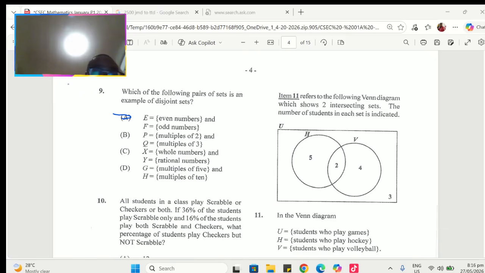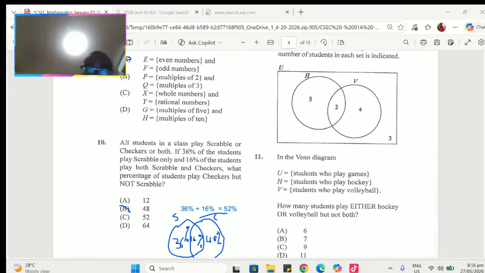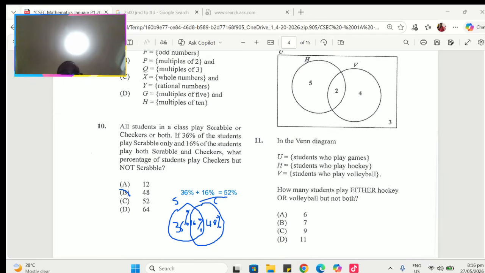So it has 5 in H only, 2 in both H and V, and 4 in V only, right? You see in the Venn diagram, U is students who play games. H is, you know, people who play games, right? So 3 of them are not in any set. H is students who play hockey. So that is 5 here. V is students who play volleyball. How many students play neither? How many students play either hockey or volleyball but not both?